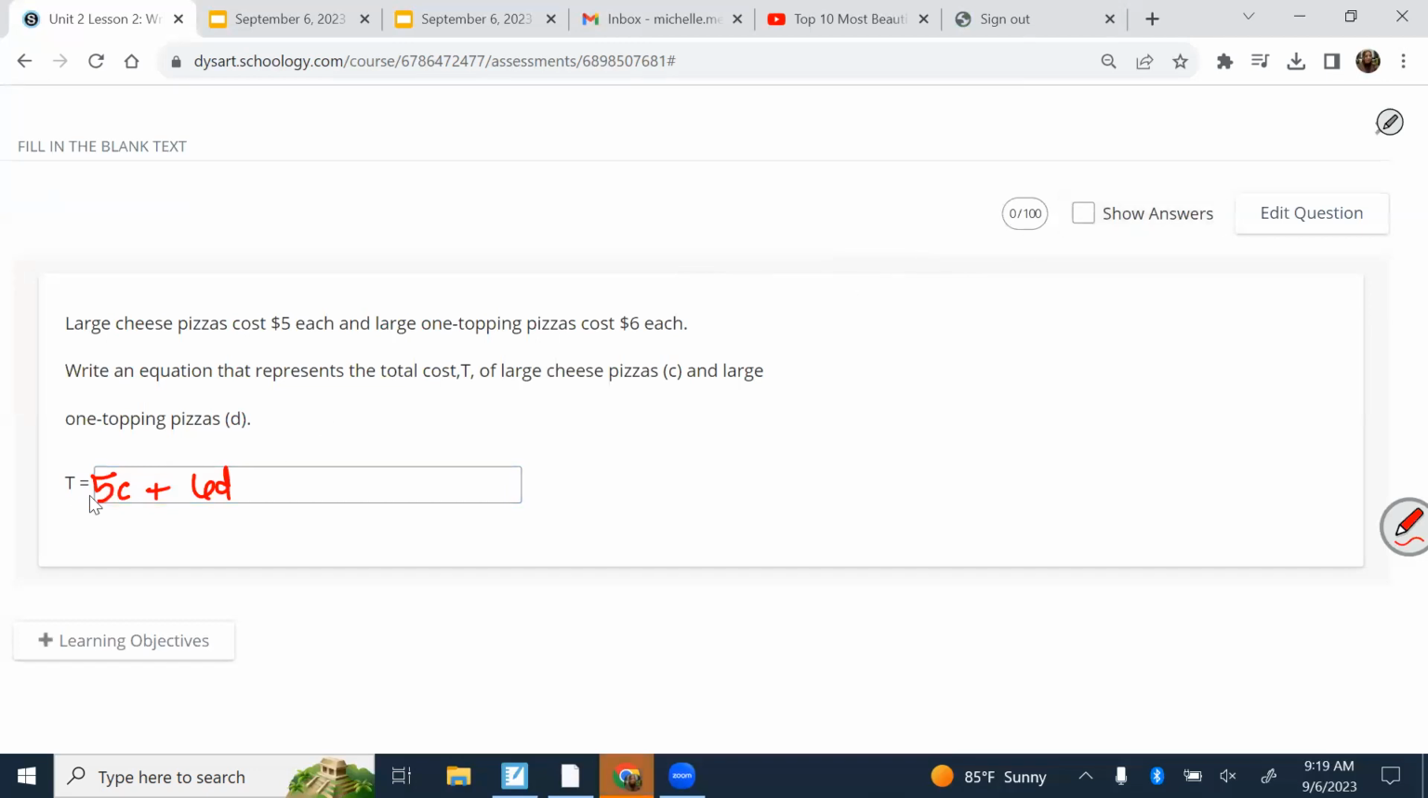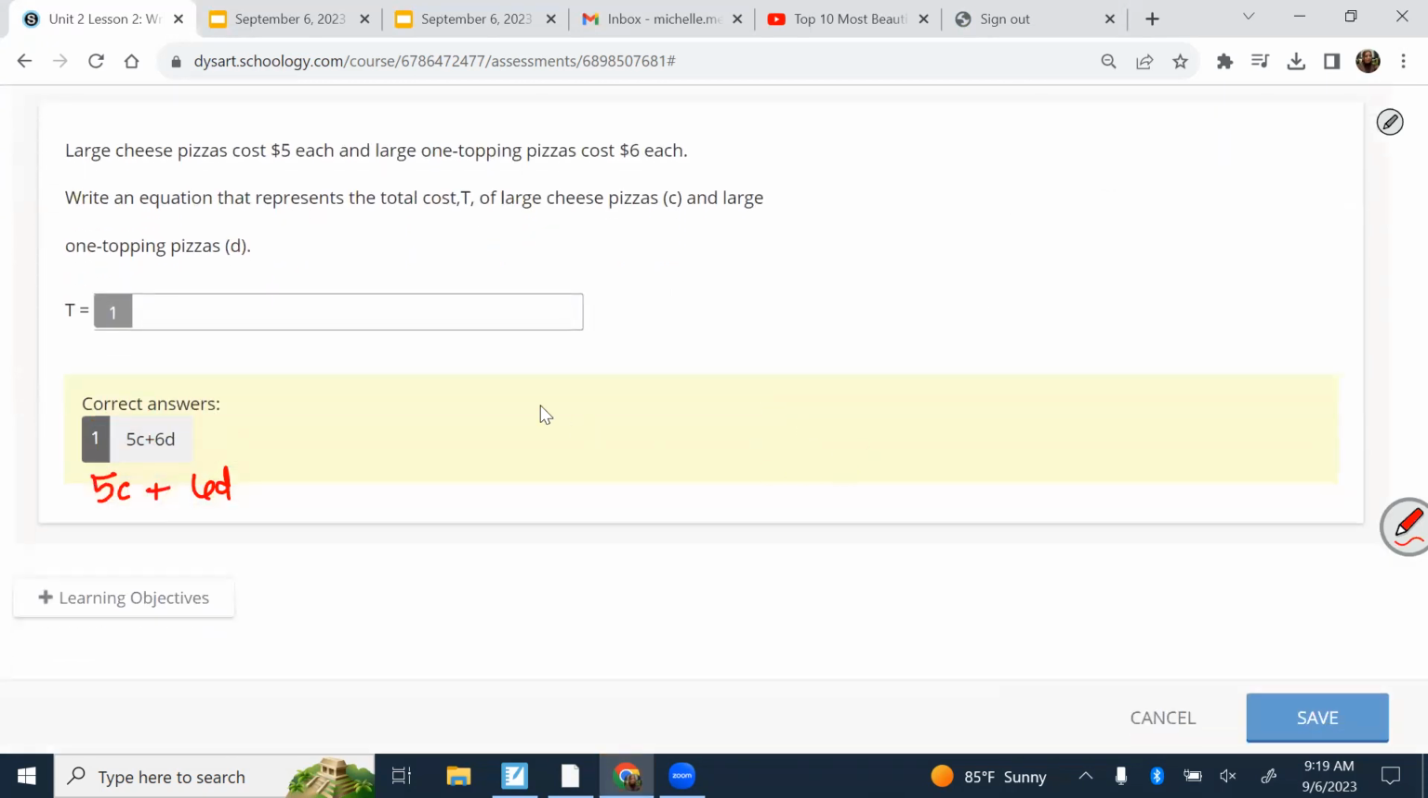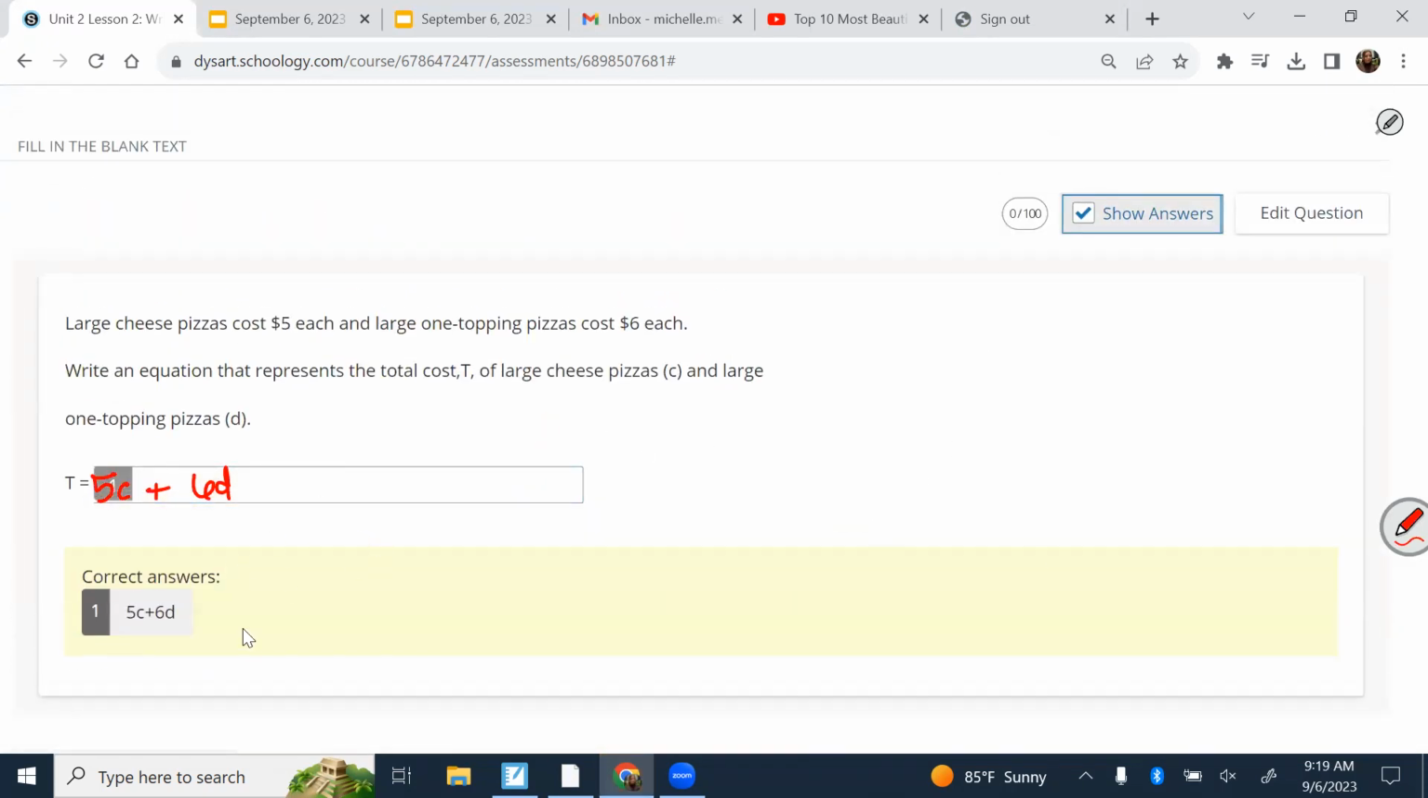If you put something like that and it marked it wrong, tell me. But yeah, maybe I need to put more correct answers that this could be, because you could have put 60 plus 5C. I would not say put C5 plus D6. Don't do that, because that would be a bit more improper. But I'll add another response to that. So it counts 60 plus 5C.